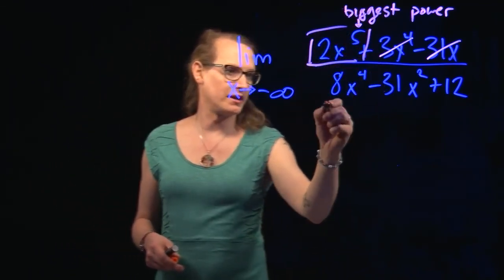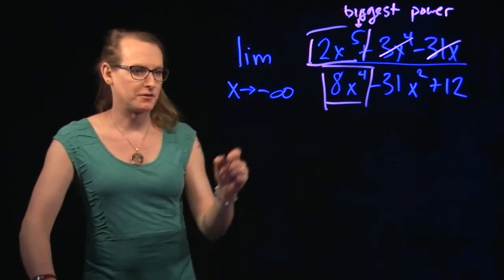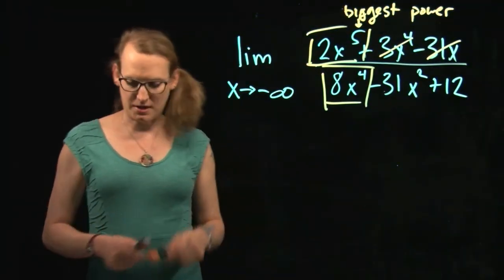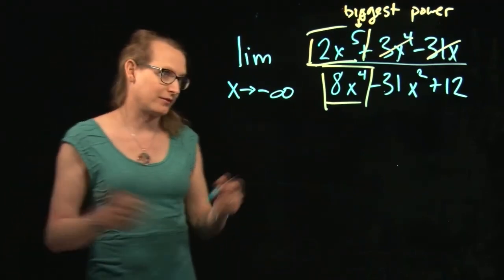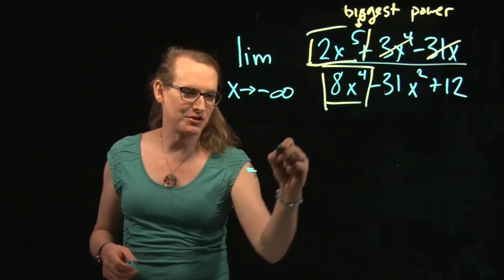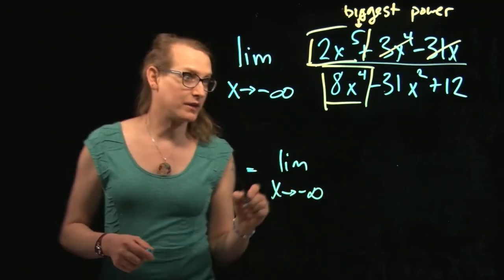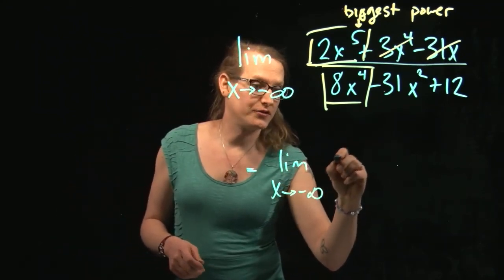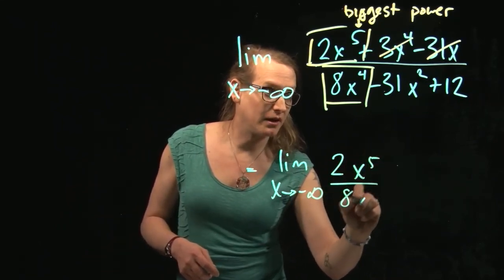And then similarly down here, I've got that. So the theorem says that this thing is equal to the limit as x approaches negative infinity of 2x to the 5th over 8x to the 4th.